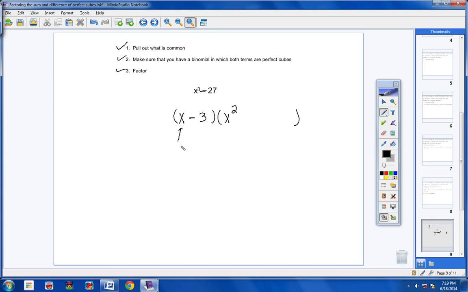Take some really good notes on that. Now, this term right here, this 3, you multiply it by itself. So 3 times 3 would be 9, and you put that over here. Now, for your middle term, you take this term here, which is x, and this term here, which is 3, and in your head you multiply them together. X times 3 is 3x, and you put that right here.